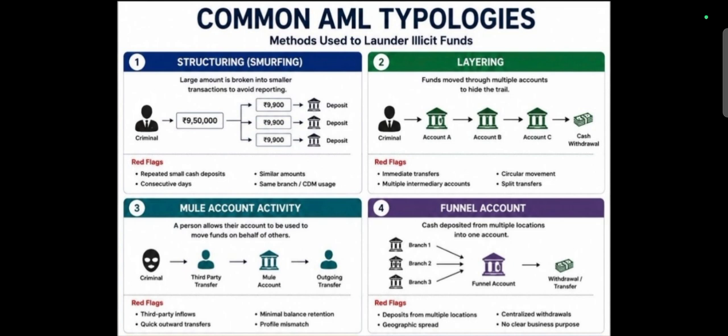So bank B and C are the intermediaries here. And next red flag is split transactions. So these are the red flags in the layering.